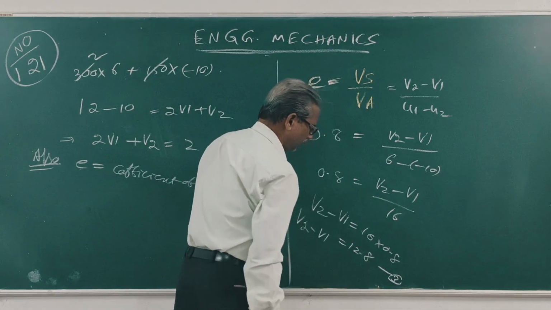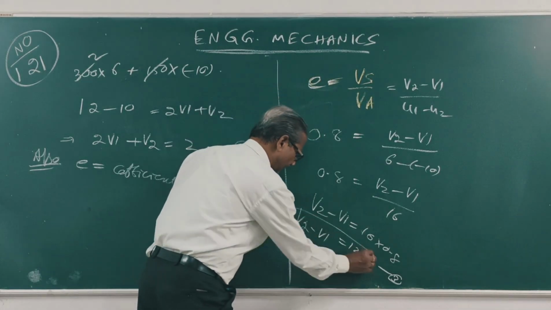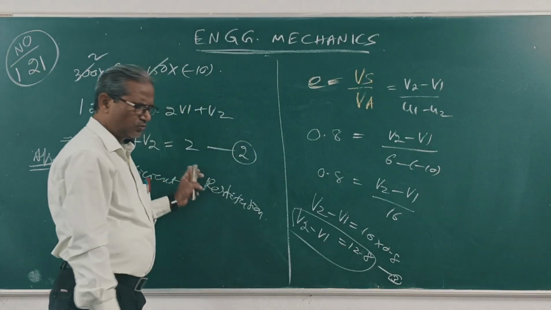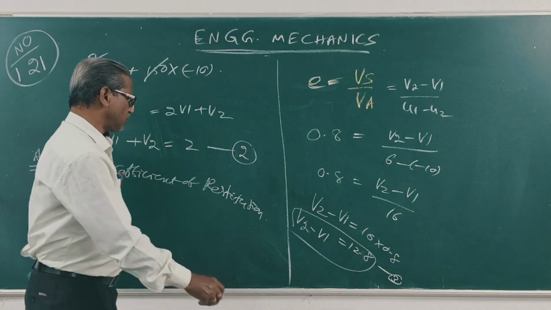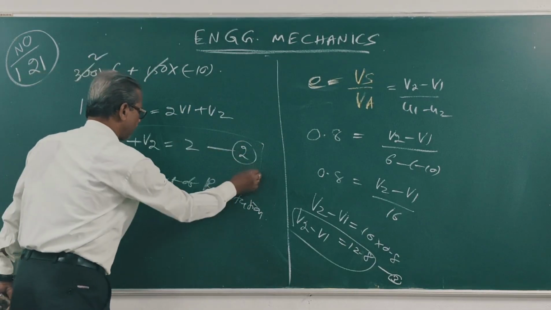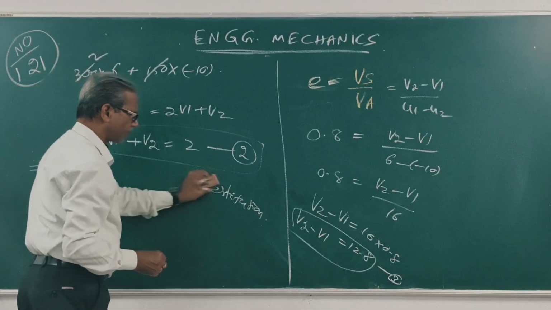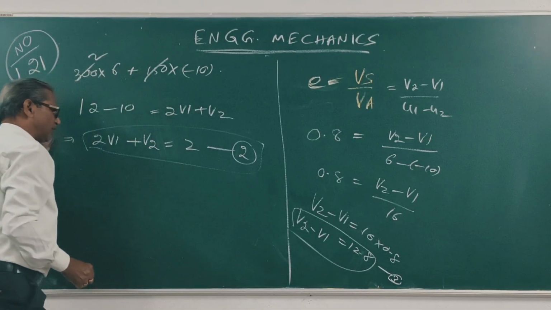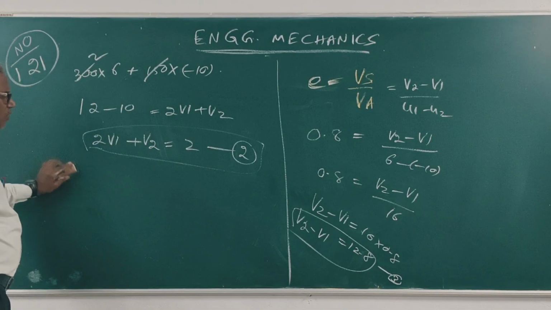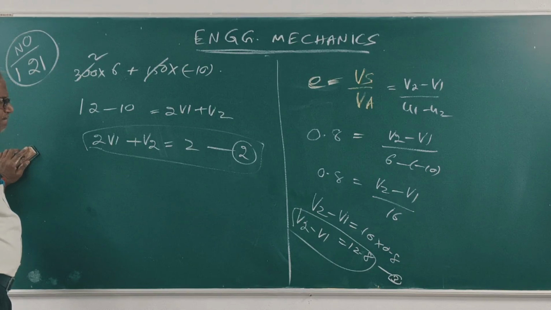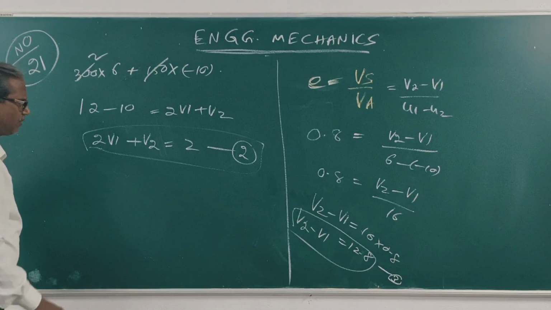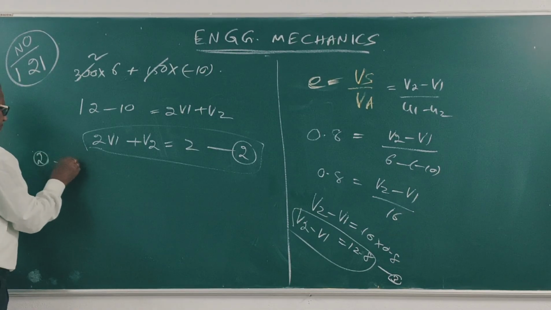12.8 is equation 2. This is equation 3, this is equation 2. So solve equation 2 and 3. Now, equation 2 minus equation 3.